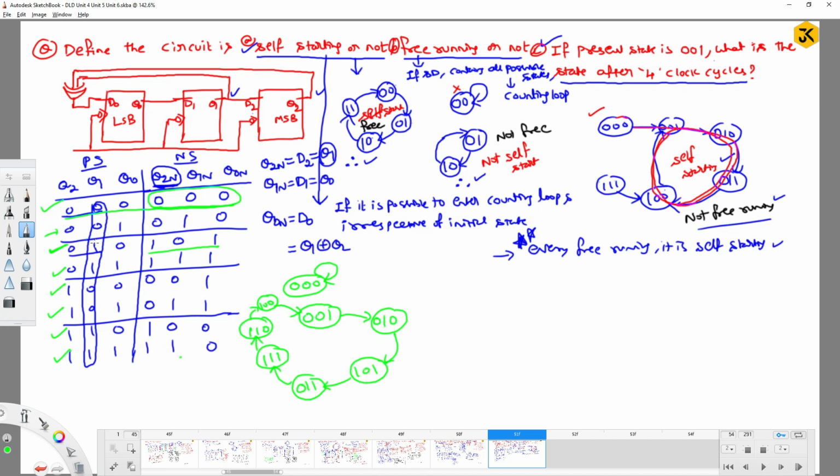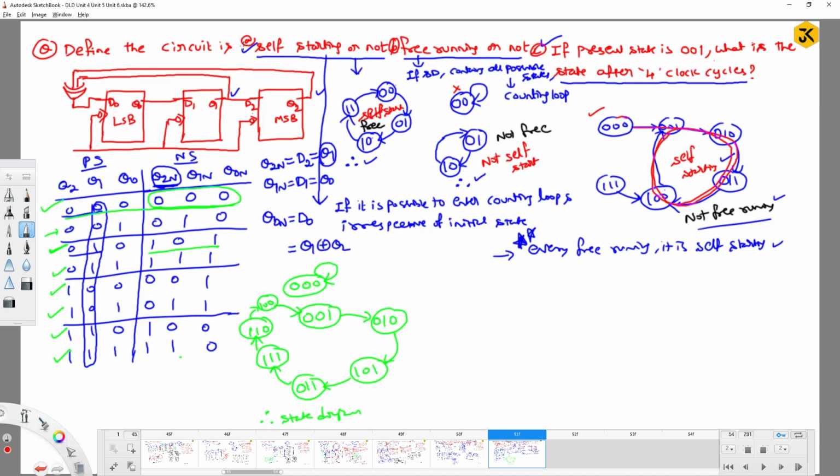Right? So I think all are covered, right? So total 8 states are covered, right? Yes. So this is the corresponding state diagram for the given circuit diagram. Now with this you can solve all the questions.